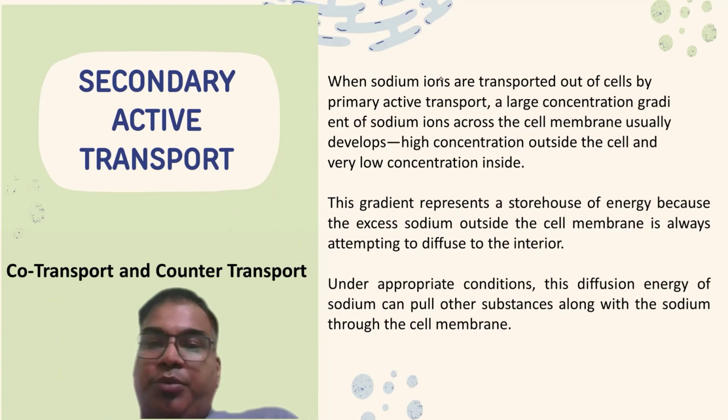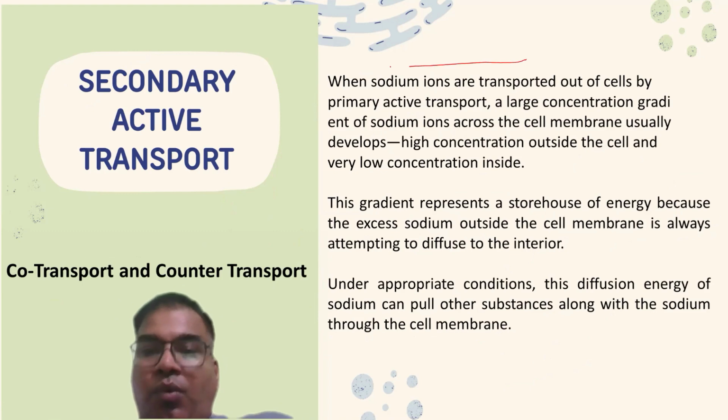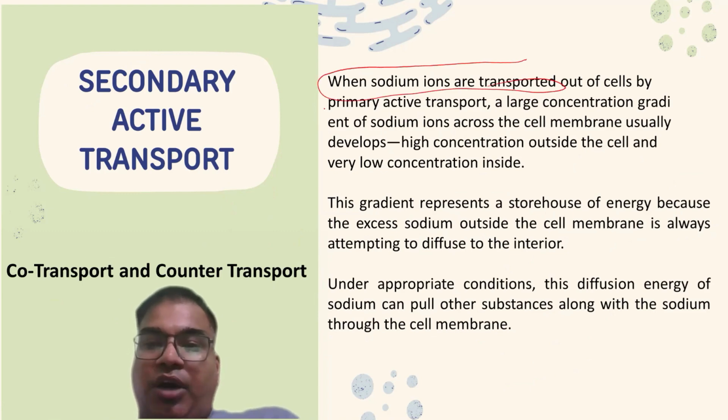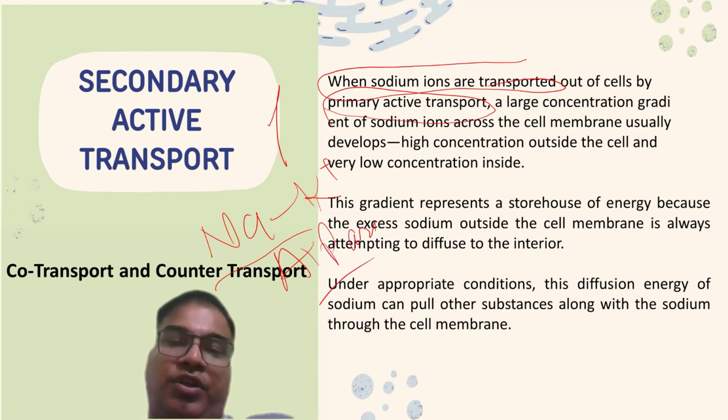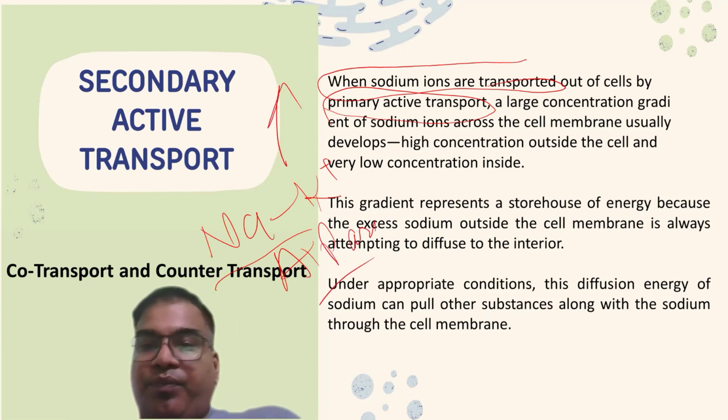So in secondary active transport, when sodium ions are transported out of the cell by the primary active transport, as we studied in the sodium potassium ATPase, that is the example of primary active transport, sodium was moving outside the cell. So there is a development of a concentration gradient, because a higher concentration of sodium is being developed outside the cell by the help of the sodium potassium ATPase. So there will be a generation of a large concentration gradient across the membrane.